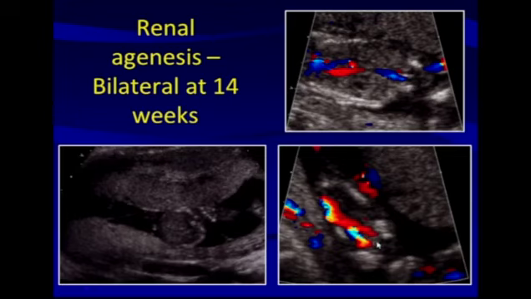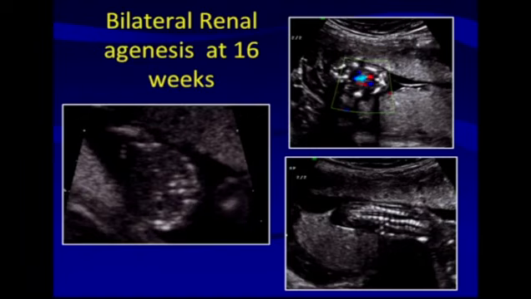Bilateral renal agenesis was suspected, and the patient was brought back 2 weeks later, and you could see, again, no kidneys visualized within the renal fossa, no fluid within the bladder, very, very little amniotic fluid at this point, and a spine abnormality in this lethal abnormality for this fetus.